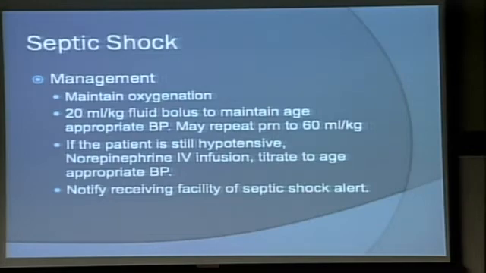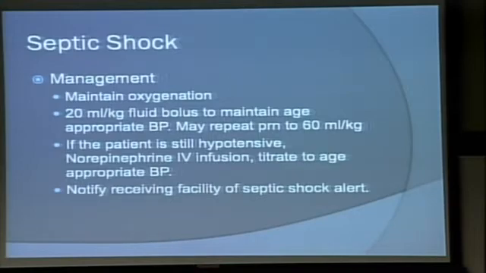Treat. How do you treat it? Maintain oxygenation. 2 mL per kilo fluid bolus. You're looking to get to age-appropriate blood pressure, which means you have to take the blood pressure. You can repeat that to a total of 3 boluses altogether. Now, hopefully, except maybe for North Country, most of you won't be with someone who is septic that long.